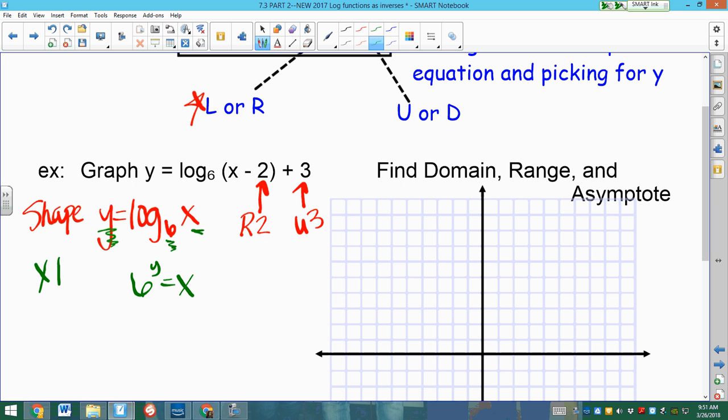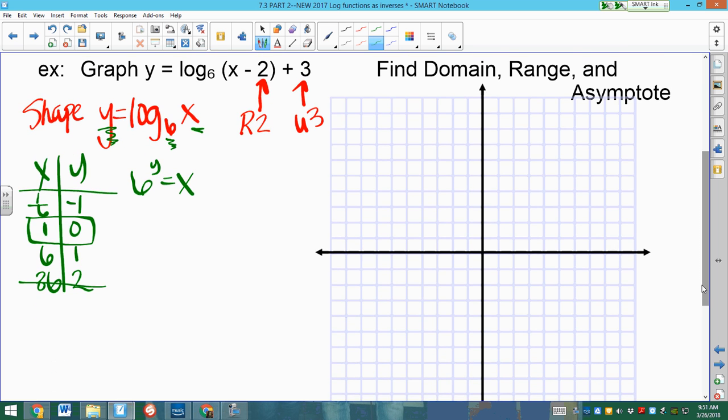And I'm going to make a t-chart, picking very simple values, and I'm picking for the y, first time ever, -1. That's going to be a fraction, 1/6. Anything to the 0 power is 1. Every single logarithm has an x-intercept at that location. 6 to the first is 6. 6 squared is 36, too big for me to fit, but I will have the right idea at least. So 1/6, -1; 1, 0; 6, 1. Keep in mind that these are all pre-shift.